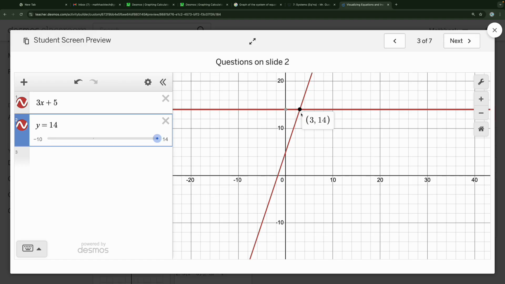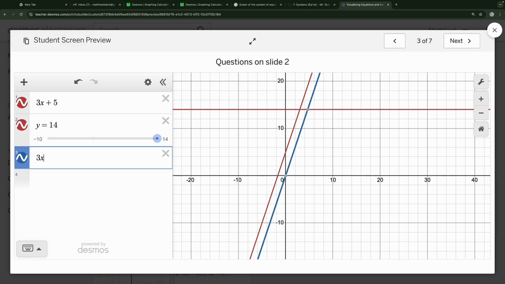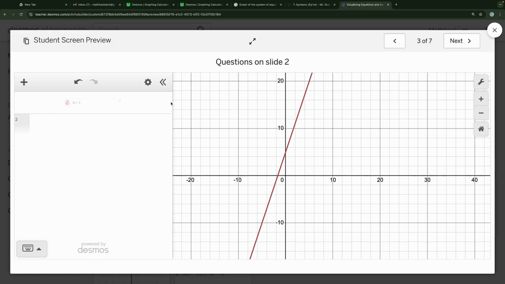Then you can get the answer to be 3, just like typing in 3x plus 5 equal to 14 gave you 3. You have to say y equals the constant 14. That's the only way you can get the answer. All right, so let's go to the next problem.